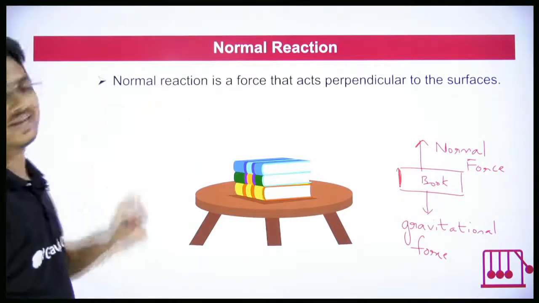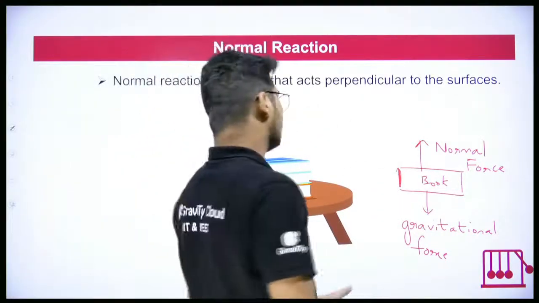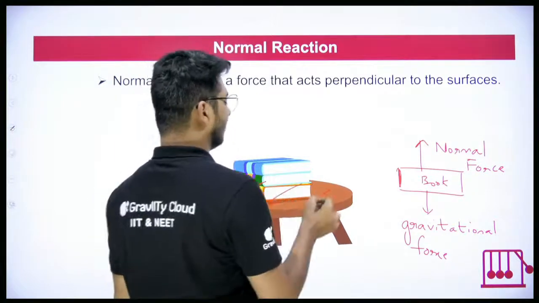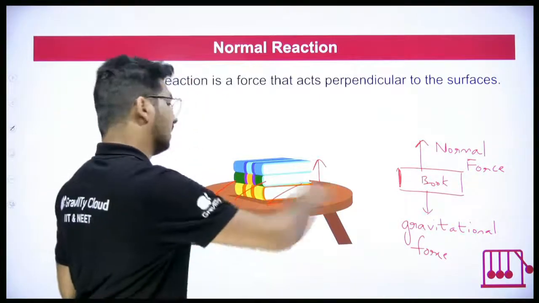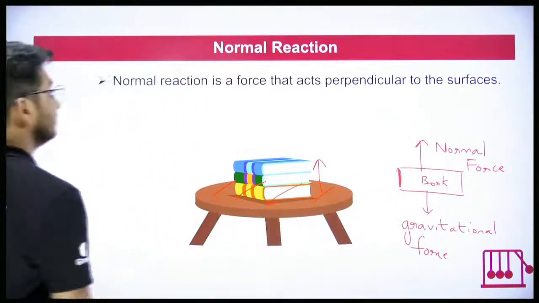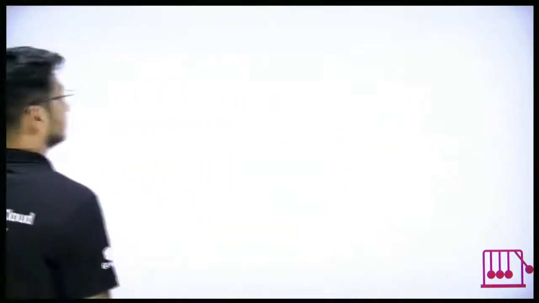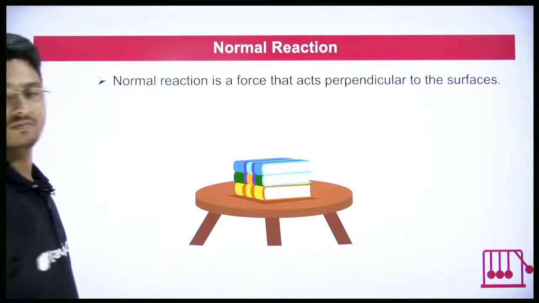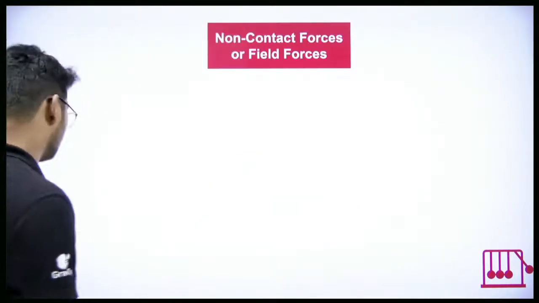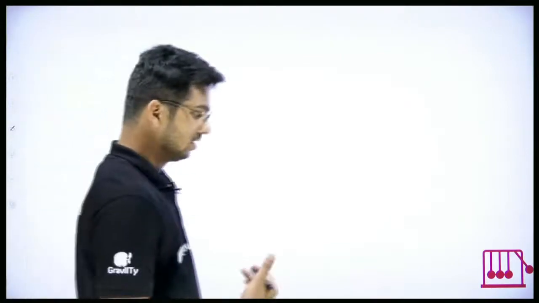That force by the table is called normal reaction or normal force. So normal reaction is a force that acts perpendicular to the surface. This is the table surface and the force is upwards. The normal force is perpendicular to the surface of the table. Simple. Is that clear? Understood? So those are some examples of contact forces. We started from friction, muscular force, tension, spring force, and normal reaction or normal force.